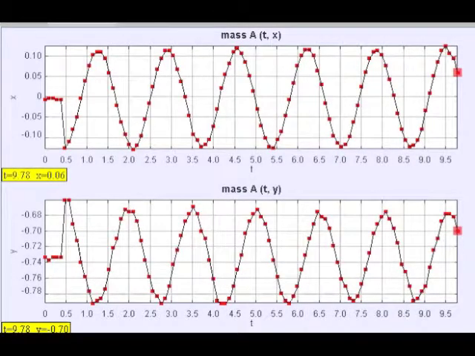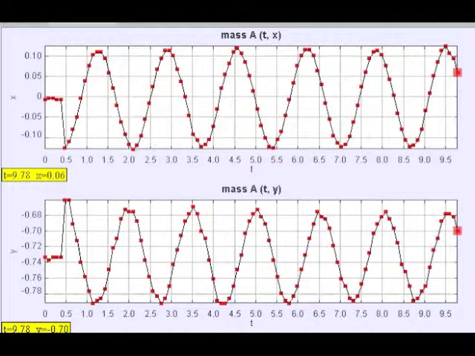By looking at the position data, we find that the period based on the x component of the motion is about 1.6 seconds, while the period calculated from the y component of the motion is about 1.4 seconds. While the periods are somewhat similar, they are not identical because the different components of the motion of the spring represent different types of simple harmonic motion.